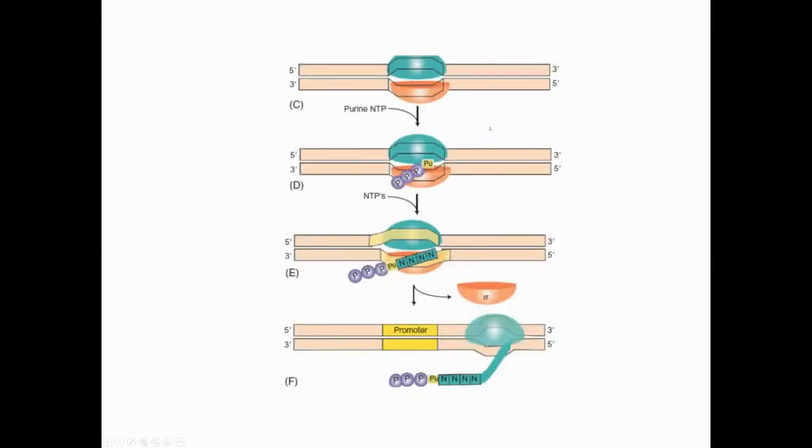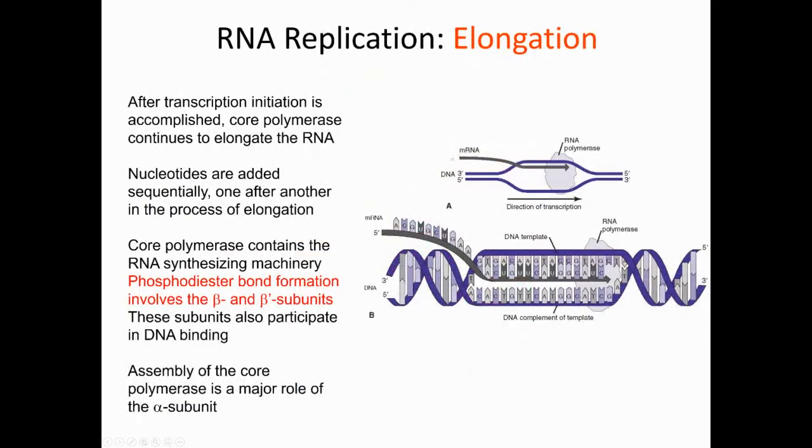and this is just the four steps that we just mentioned. You form the closed complex, open up the double helix to form the open complex, synthesize the nucleotides, and then the promoter clearance. Okay, that is transcription initiation. Once you initiate the transcription, the next step is elongation. So elongation involves the core enzyme. We have alpha and beta, right? And the phosphodiester bond formation involves the beta and beta prime subunits.